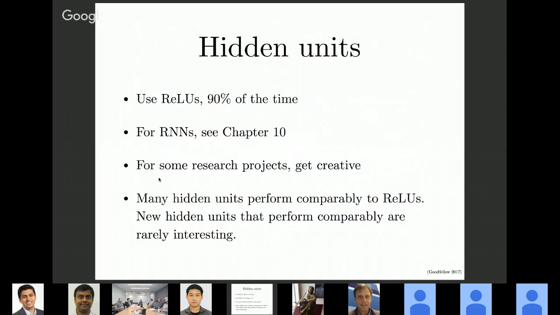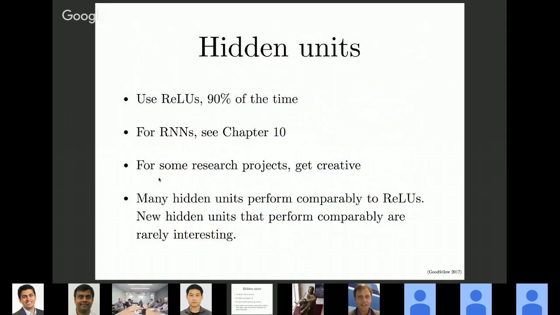The main exception that comes up in practice rather than research is if you're using a recurrent network, then there are special kinds of hidden units designed for use in recurrent nets. Those are all covered in chapter 10, and you don't really need to worry about them yet. My last real comment about rectified linear units is that, as we discussed in the question earlier, they're not the only thing that works. They're just the thing that we've standardized on as a community. And there are quite a lot of other units that work really well, but they don't really work a whole lot better or worse than ReLUs.